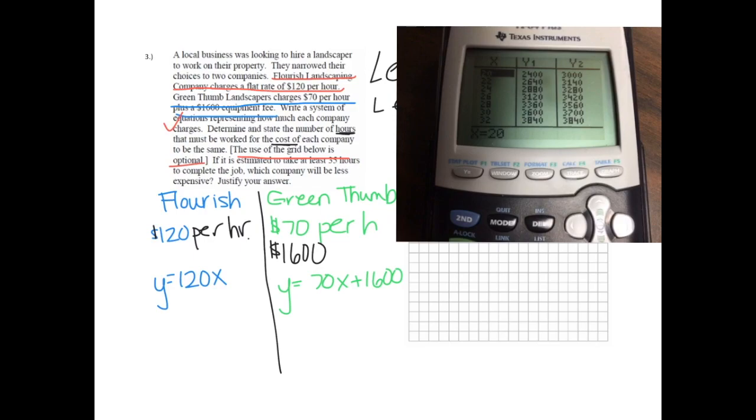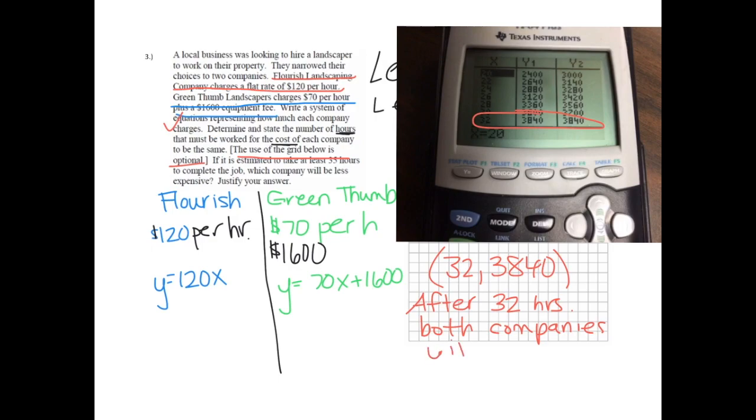So as we could see on the calculator, the intersection point is 32, 3,840. All right, so it's 32, 3,840. And what that means is after 32 hours, that's a long time, both companies will be the same. The price, let's say the price for both companies.